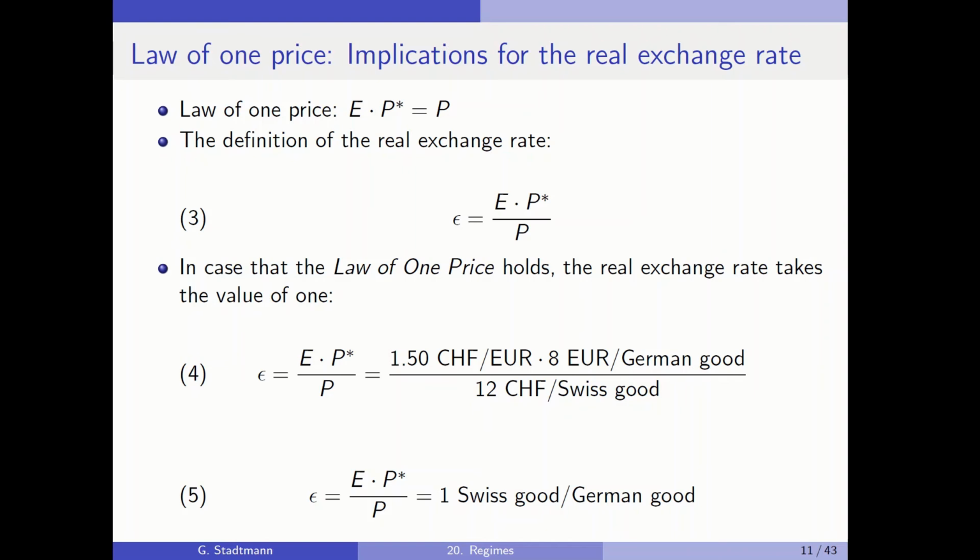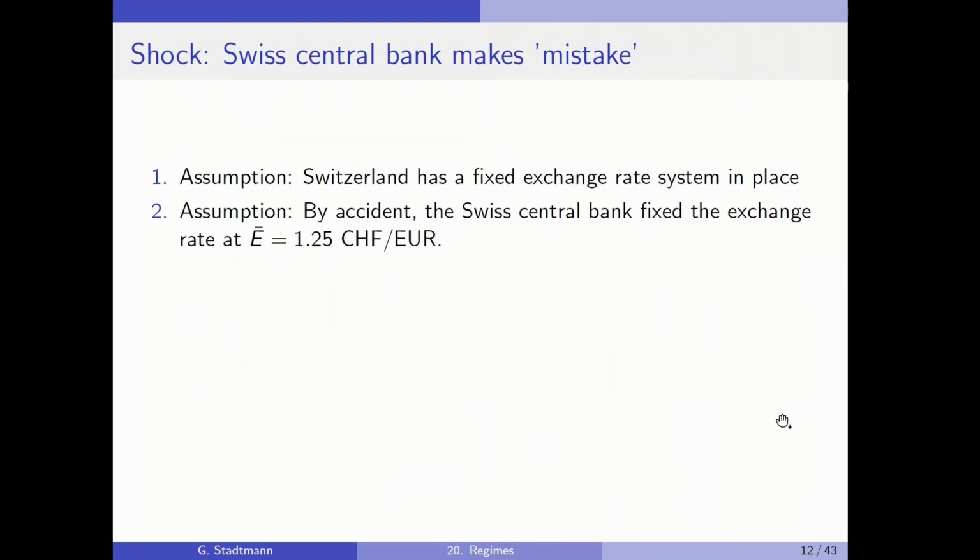After we have clarified the law of one price as well as the definition of the real exchange rate, it's time to come up with a shock. Let's assume that the Swiss central bank makes a mistake. The first assumption is Switzerland has a fixed exchange rate system in place, and the second assumption is by accident, the Swiss central bank fixes the exchange rate at the level of 125 Swiss francs per euro.